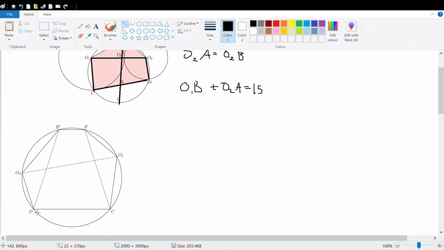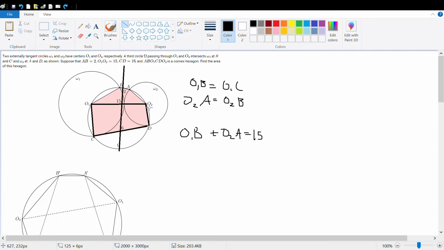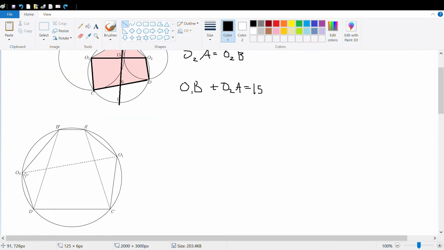You may think that DC looks parallel to B'A', and you're right, and that's what we're going to show. Now that we've done this, this hexagon has the same area as this one, since reflections don't change the area of anything. So this hexagon is much nicer when we dissect it, and we're going to see why.